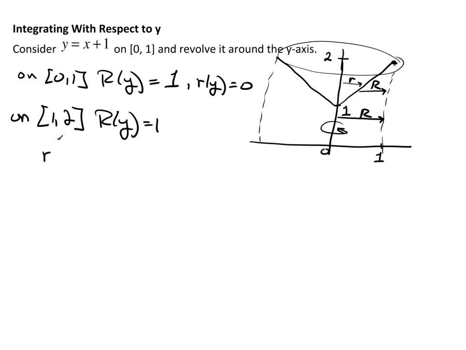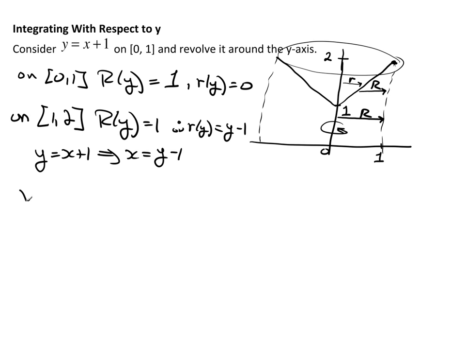Let's see. I don't want an r there. What I want is y equals x plus 1. That implies x equals y minus 1. Therefore, little r of y equals y minus 1. So that's the function that's going to define small r.